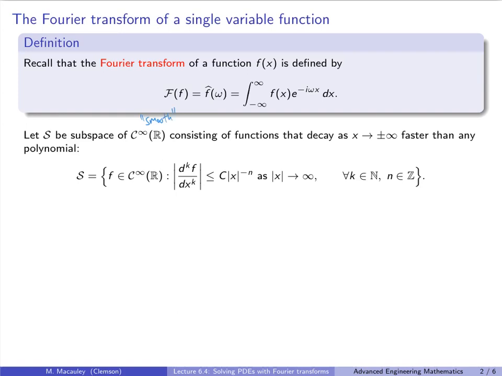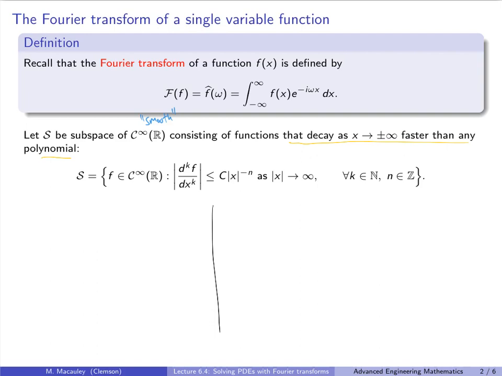So S is the subspace of these consisting of, here's how you should think of this, the functions that decay as x goes to infinity faster than any polynomial. Formally, S is a set of smooth functions such that the magnitude of the kth derivative is less than or equal to, asymptotically, a constant times x to the negative nth power as x goes to infinity, for all k and for all n. That's a mouthful. Really what you should take from this is that they decay faster than any polynomial.